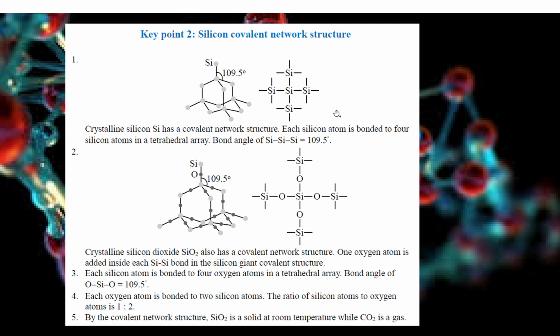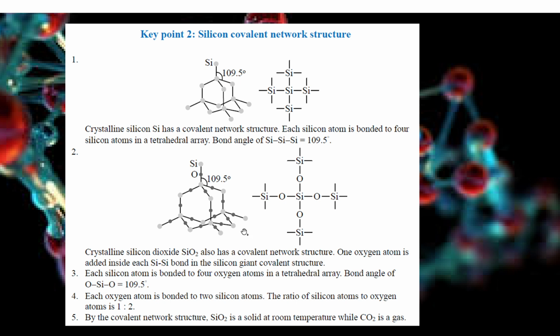We call it silicon oxide. Silicon oxide is just very simple. Just add an oxygen atom to each silicon bond, so silicon, an O here, and it becomes the silicon oxide structure. Still tetrahedral, because silicon makes bonds in a tetrahedral arrangement, okay? You can see it's still 109.5 degrees.